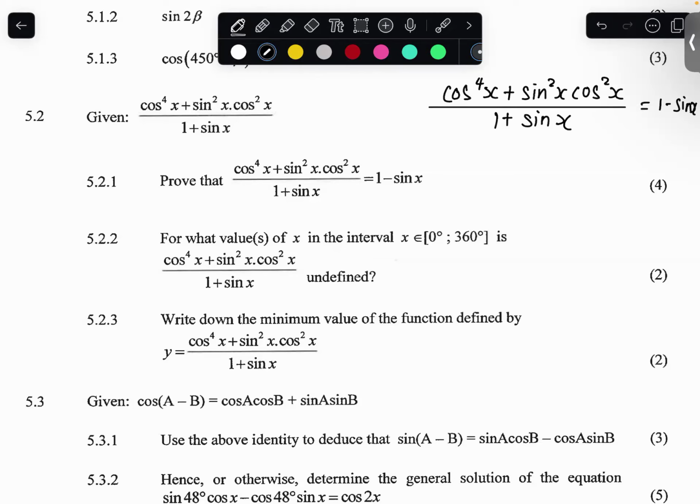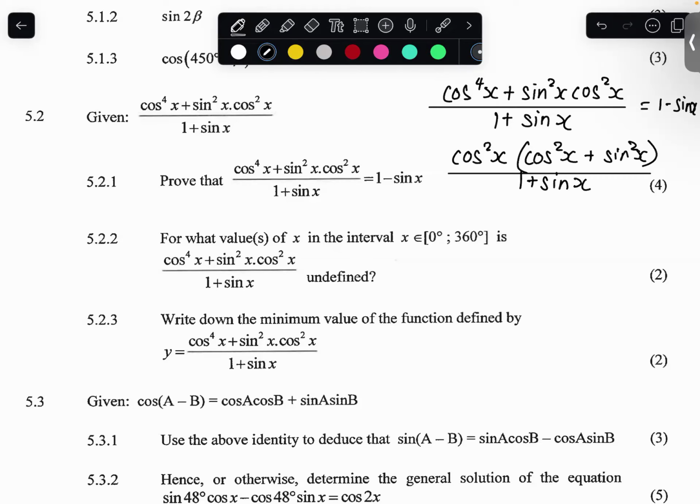And so what I'm going to do is picture this as x to the power 4 plus y squared times x squared. And so that means there's a common factor. The common factor is cos squared x. So if I take out 2 cos's from here, that means there's 2 left. So it's a cos squared x left there. And if I took out cos squared from here, then only sine squared x is left. So this is plus sine squared x. This is all over 1 plus sine x.